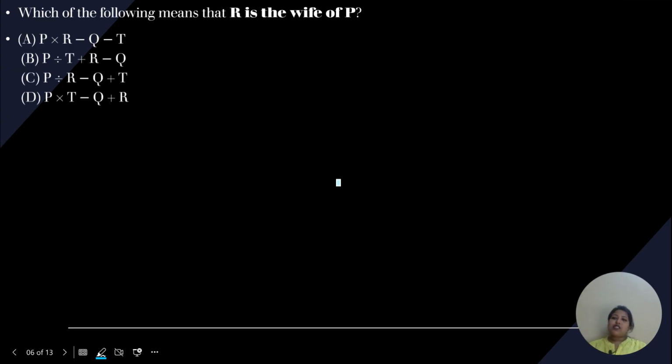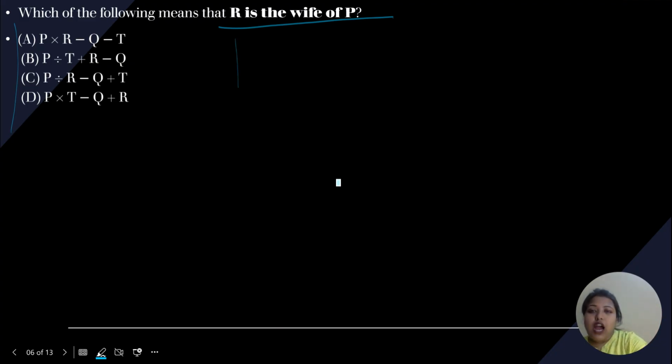Which of the following means R is the wife of P? Over here in this kind of question, first of all, you do not have to solve all 4 equations. No need, because you will waste a lot of time and you won't be able to complete the paper. We will follow the rule of elimination. So first, what is the question? We need to find which relation shows that R is the wife of P.